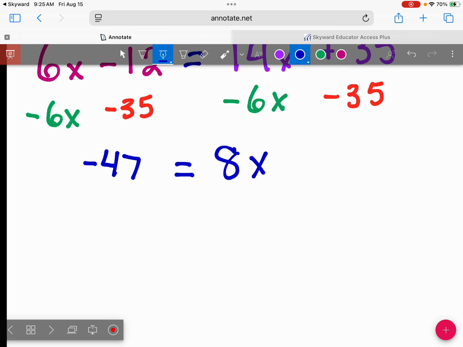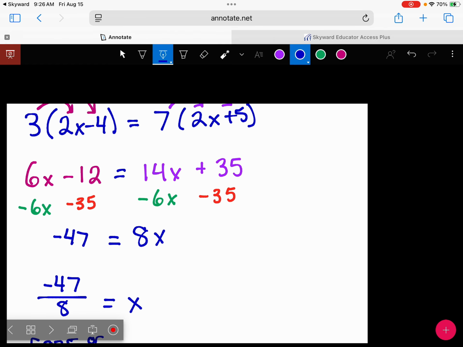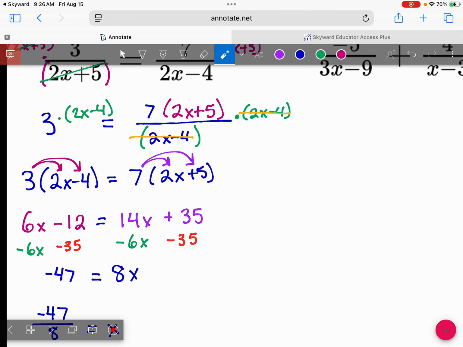And what is our answer going to be? Negative 47 over 8. If you are, again, anti-fraction, it would be negative 5.875. You can put it as negative 5.875. There's not even any rounding on that one, so that is still 100% accurate. Negative 5.875, totally valid.